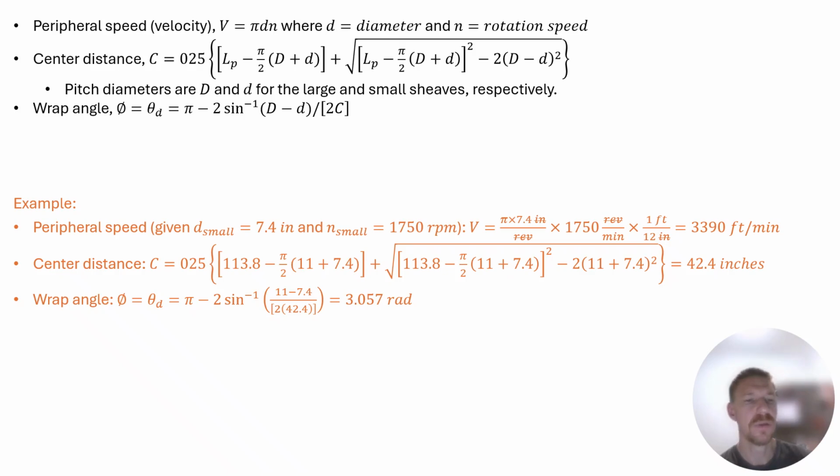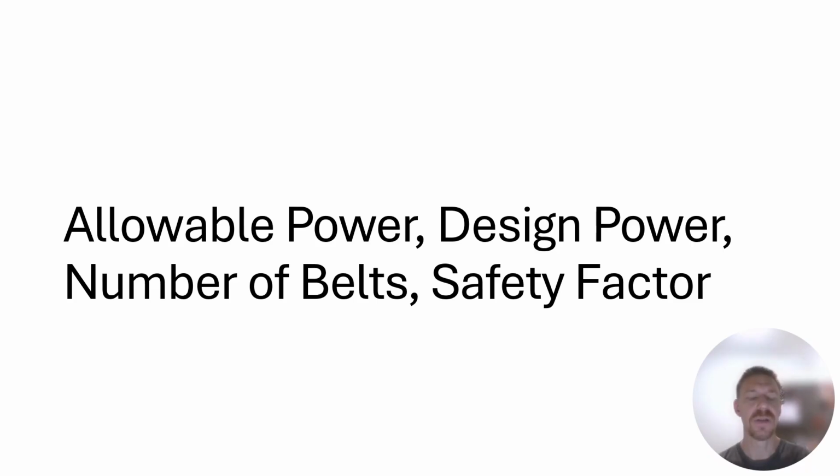And then the wrap angle: plug in the large and small sheave sizes and the center distance, and you get the amount of wrap angle in radians. And we have to keep it in radians because we're going to need that later on. The next step is to calculate the allowable power, design power, the number of belts that we need, and the resulting safety factor when we apply the appropriate number of belts.